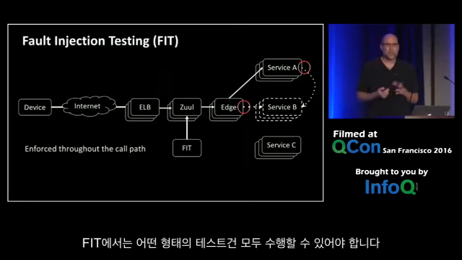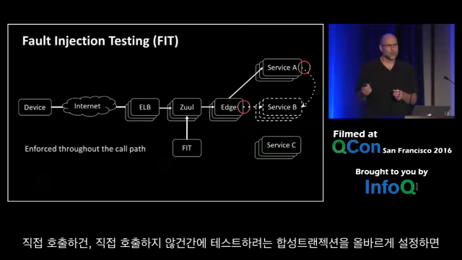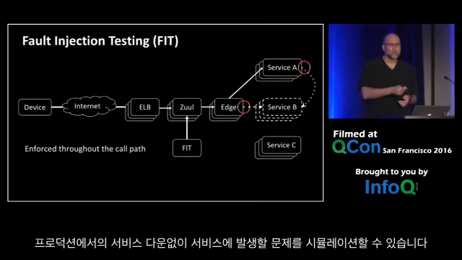And of course, you want to be able to test it no matter how you call that service. Whether you call it directly or indirectly, you want to make sure that your requests are decorated with the right context so that you can fail it universally, just as if the service was really down in production without actually taking it down.